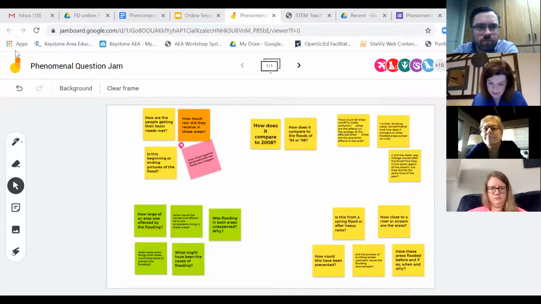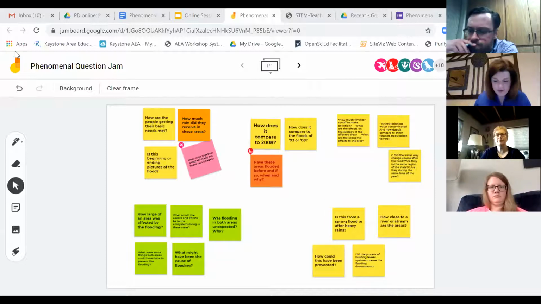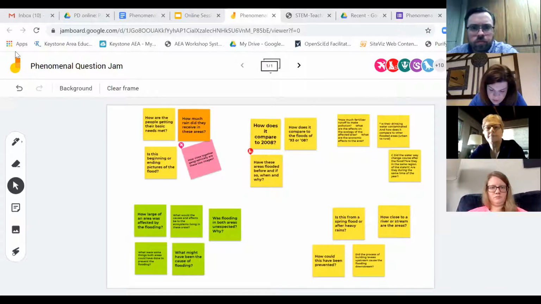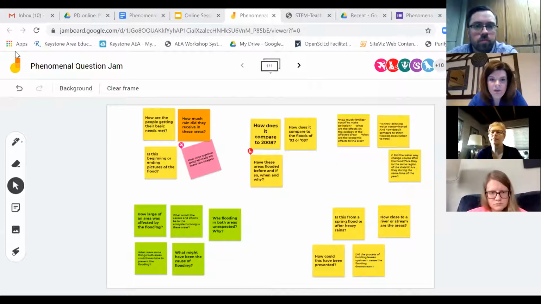Okay, we had another group. How does it compare to the floods of 93 or 08? Did anyone else have something similar? Okay, so within those two, we've got 3. Have these areas flooded before? And if so, when and why? Any other related question?